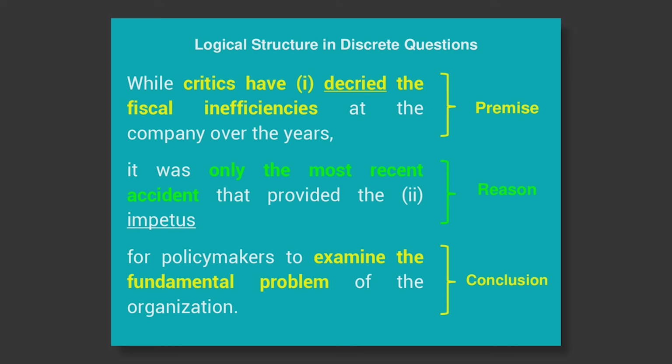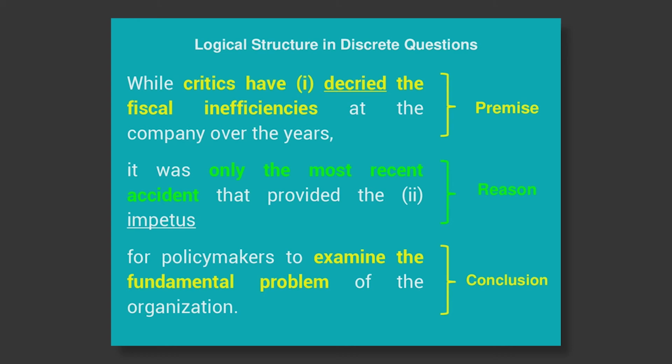The premise over here is the identification of the fiscal inefficiencies at the company, right? That is the basic premise of the sentence. If you pay attention, it's the basis on which the whole point is built, that the company has some problem, right? Critics have been complaining about a problem at the company. And then we have a reason supporting what is identified in the premise, right? A recent accident that basically brought it to light. Critics have been talking about it. Not a lot of other people have been talking about it.